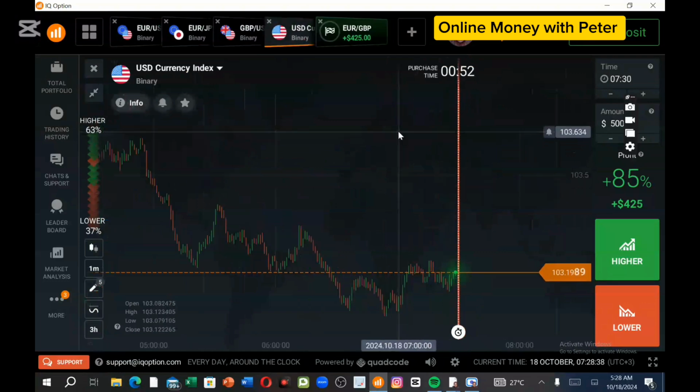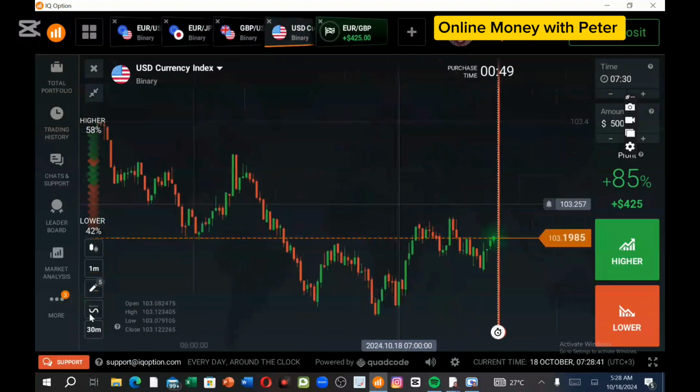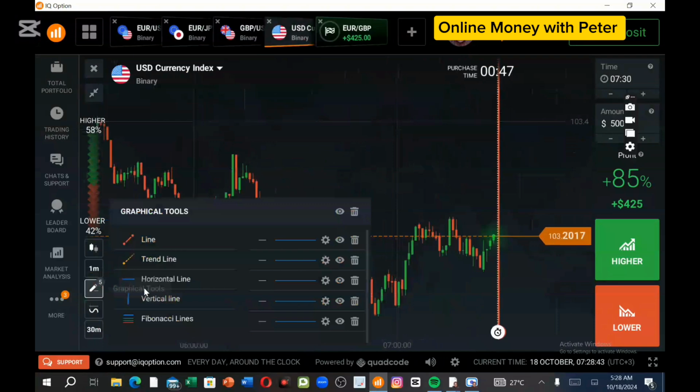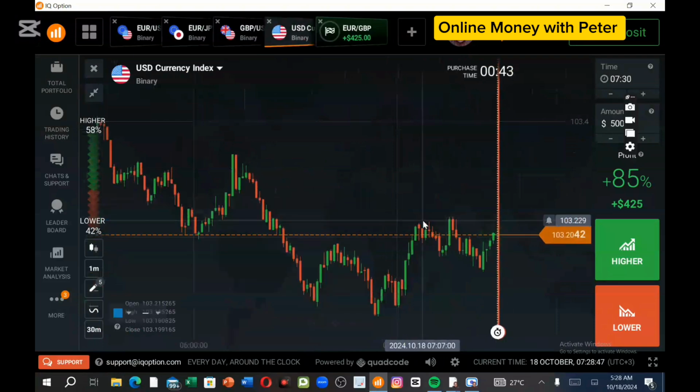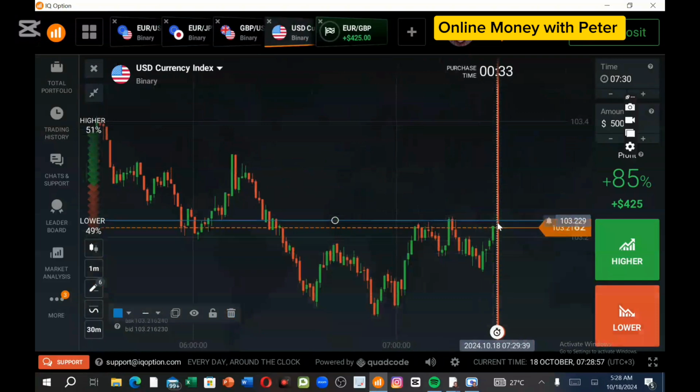Better to place a buy trade. I may sell trade actually. From here, I'll place my horizontal line. All right, so this is a zone. It's on a downtrend. This is a good area to place a sell trade.